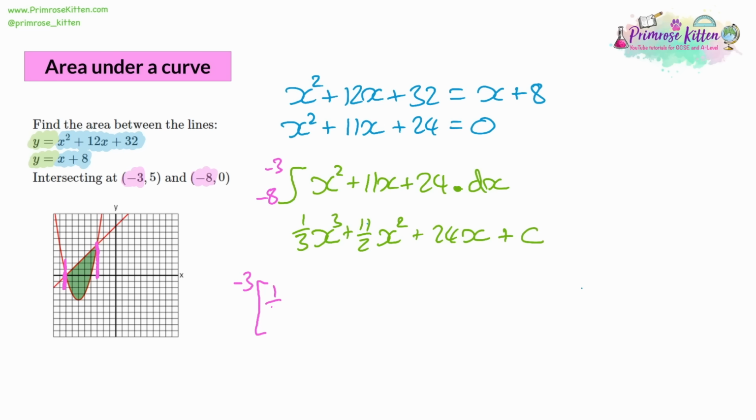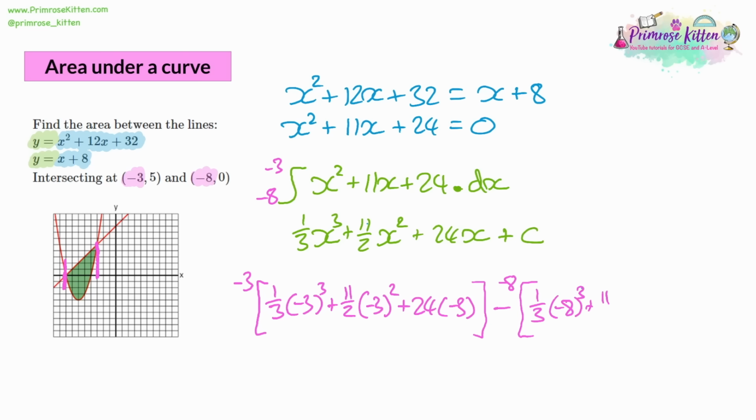That's going to give us a third of -3 cubed plus 11 halves of -3 squared plus 24 lots of -3. Now I could write the plus c down, but the next step is going to take away the substitution for the smaller number, which was -8. And so we're taking away, we get a negative c out of this. So the c's are going to cancel out. So we can safely ignore them. So we're going to have a third of -8 cubed plus 11 halves of -8 squared plus 24 lots of -8. And if we work all of this out, then we're going to get an answer for the area.